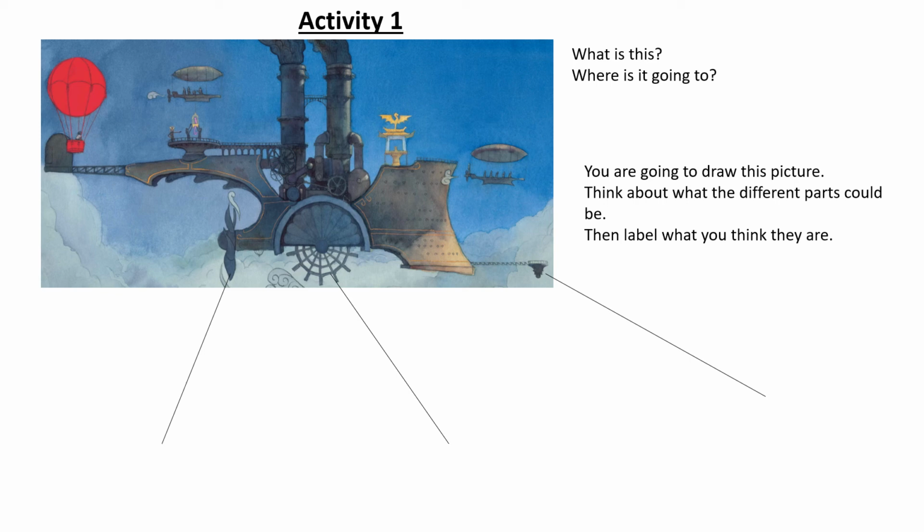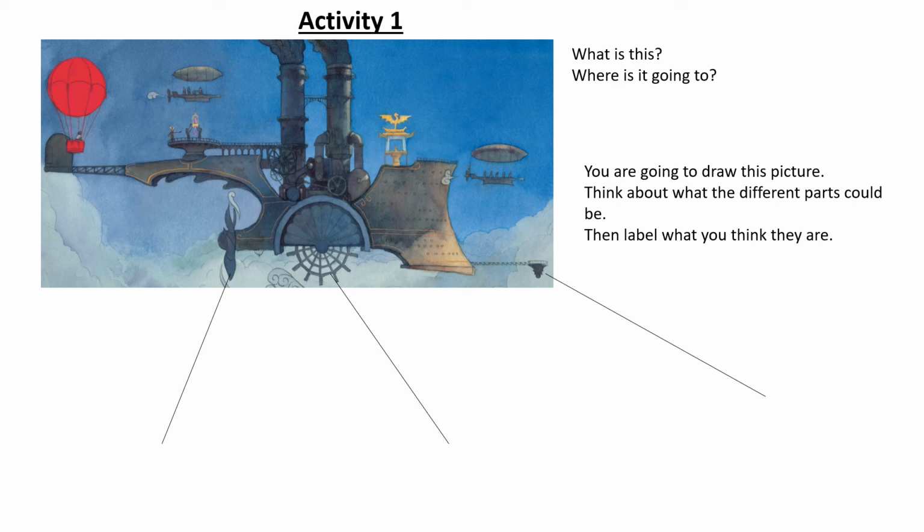So our questions on this slide say, what is this? So what is this machine, big machine in the sky? Where is it going to? Okay, we don't know that because we've not seen the next few pictures in the book. So what I want you to do is to tell your grown-up, I want you to use your super prediction skills of where this machine might be going to. What is this? Is it a machine? You might think it's something different to what Miss Moore thinks.